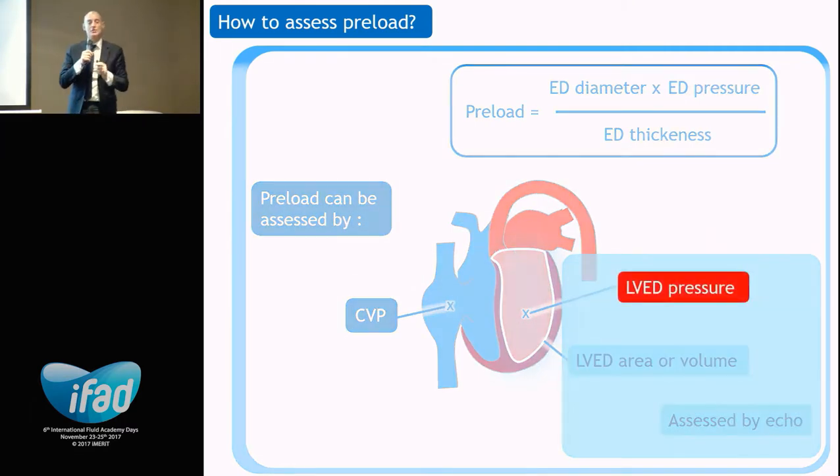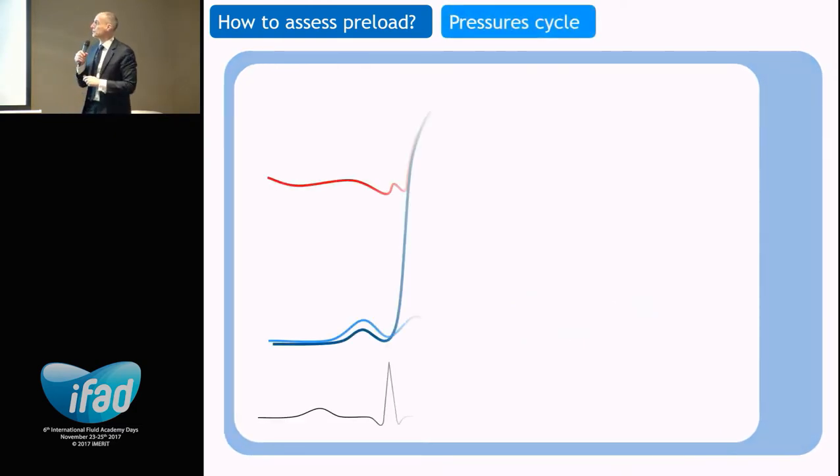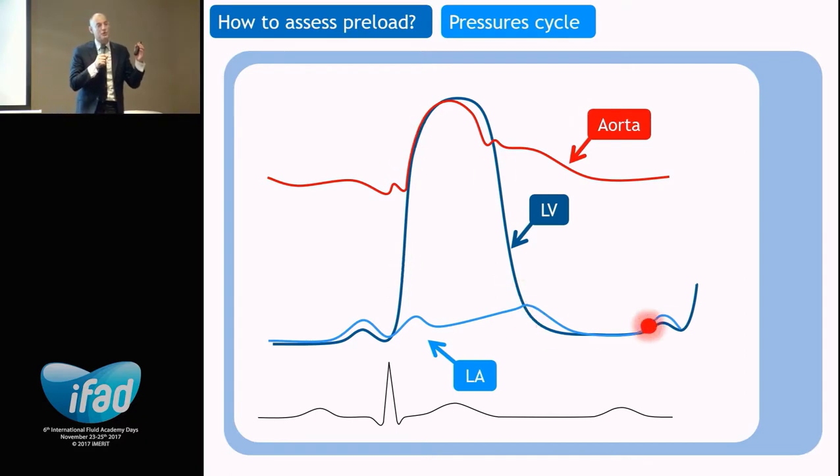the LV end-diastolic pressure. That's the main way the LV preload is assessed at the bedside, so I will insist on that a little bit. And first we have to move back to the basic physiology, and you know these pressure tracers with the aorta here, the pressure of the left ventricle in dark blue, and the pressure in the left atrium.